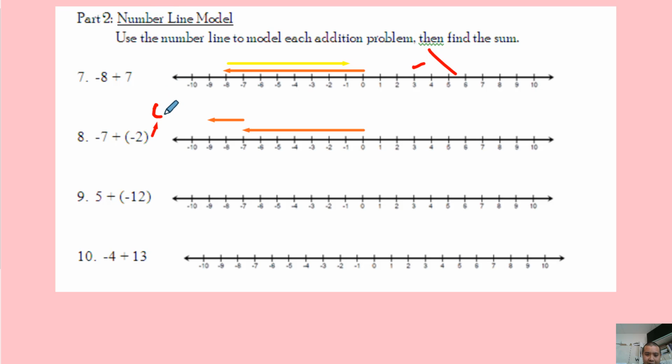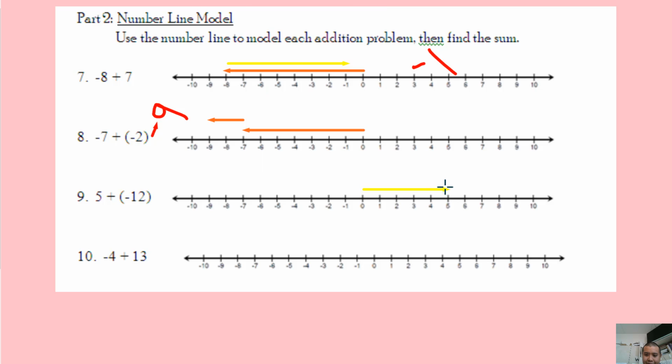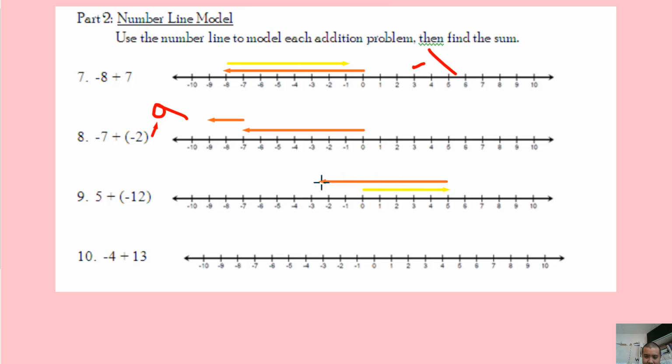Okay. Here again, we're going to start with a positive this time. So we're going to go with yellow. And so we're going to start at 5, so 0 to 5. And then we are going to go from 5 down 12 steps, 1, 2, 3, 4, 5, 6, 7, 8, 9, 10, 11, 12, down to negative 7, giving us our final answer of negative 7. Okay, so go ahead and try the practice on your own.